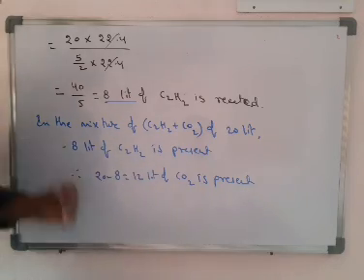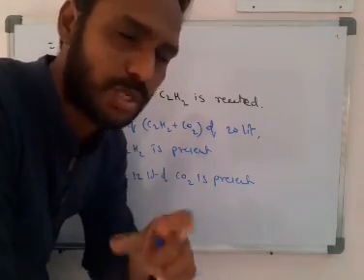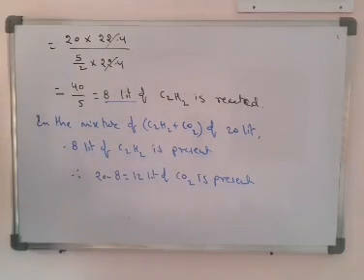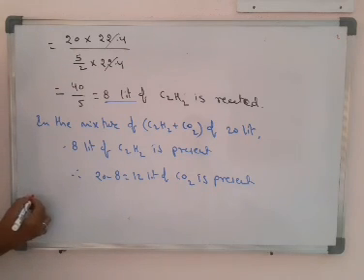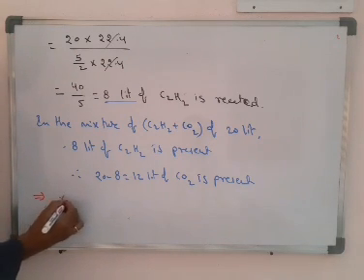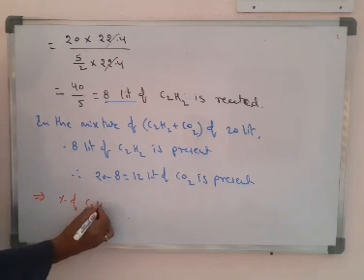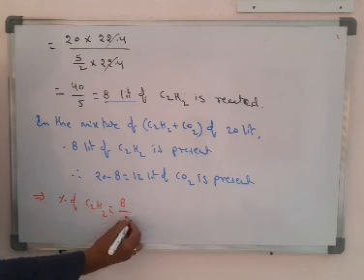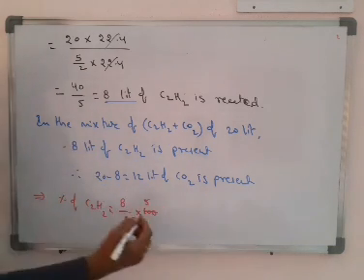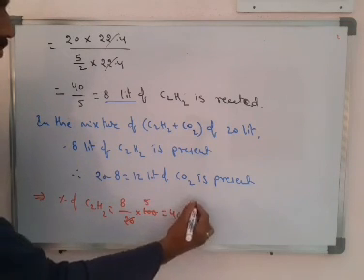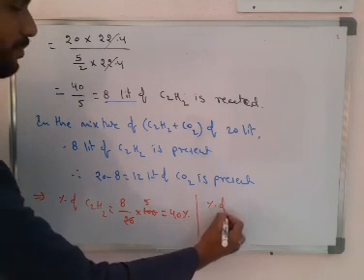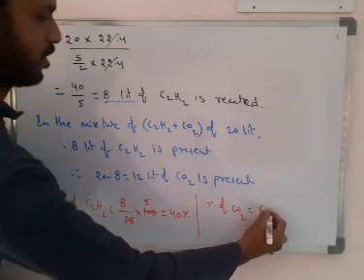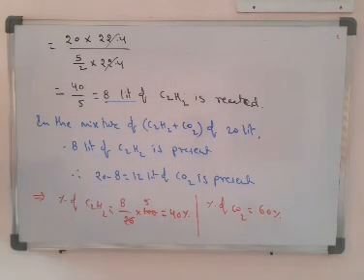In the question it is asked in terms of percentage, so you have to find the percentage. What is the percentage of acetylene? 8 liters in total 20 liters, that is equal to 40%, and the percentage of CO2 is automatically 60%. Okay.